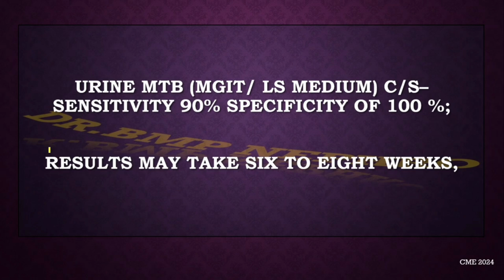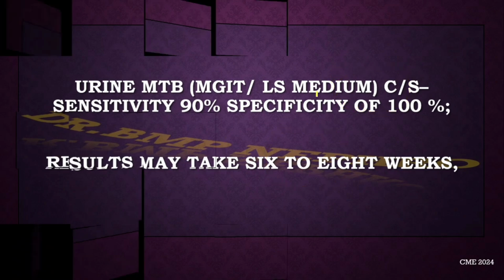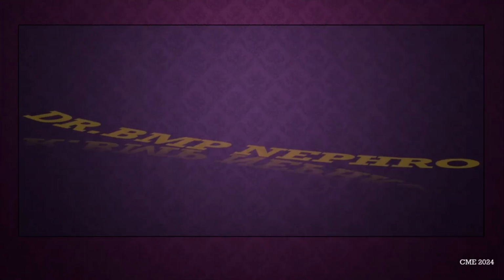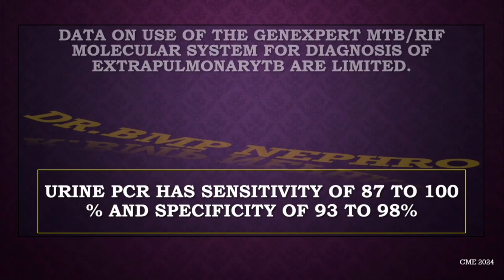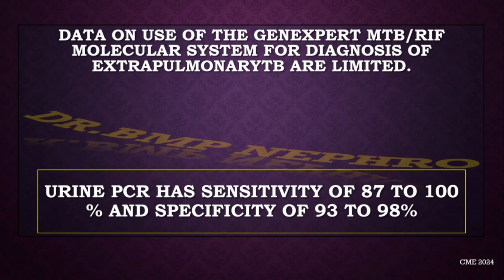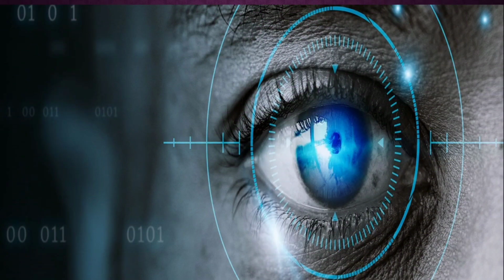This is regarding the sensitivity. Urine MTB culture might take weeks for the reports to come. Specificity approaches 100%. Regarding the PCR, sensitivity and specificity are good, but the data on the reliability of this report in extrapulmonary TB is not yet clear, or the data is limited.